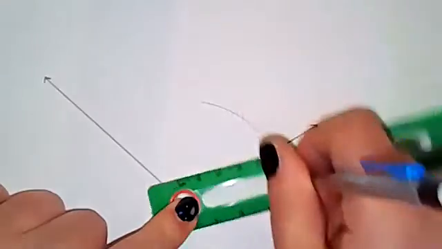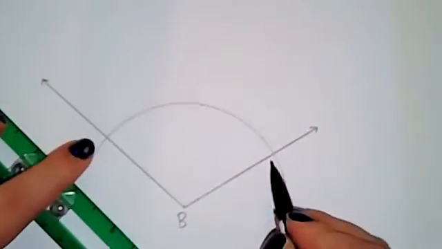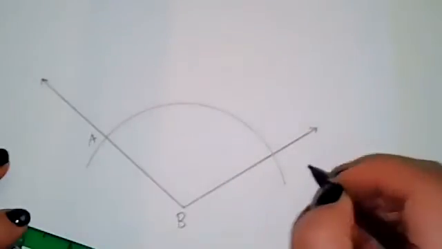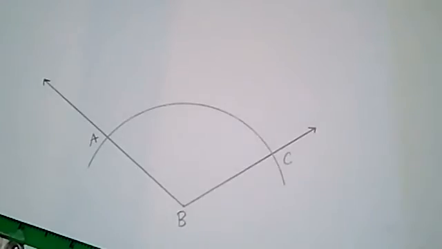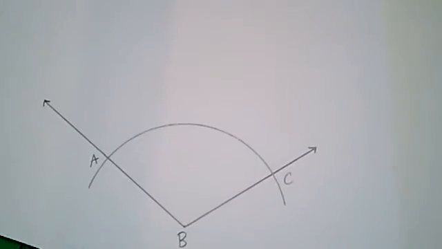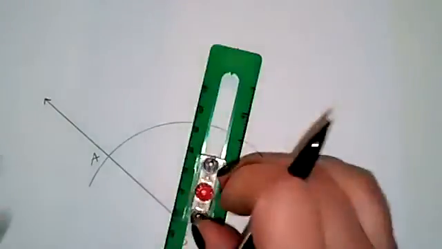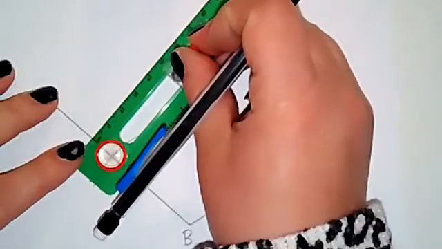Draw an arc that goes just midway through your angle. Make sure you get 2 intersection points. We'll call those A and C for now. We need to now find another point that's equidistant from A and C. So feel free to adjust your compass setting if you'd like.